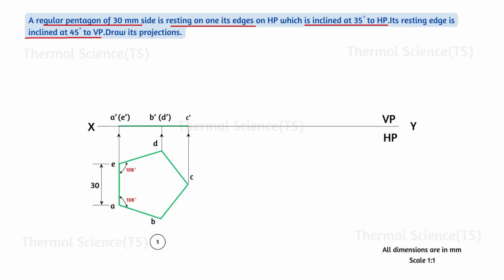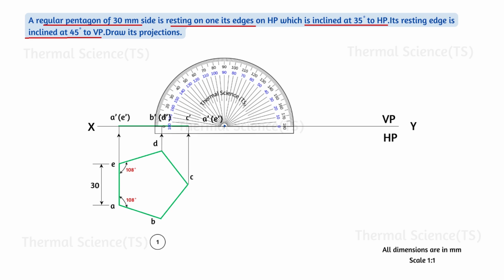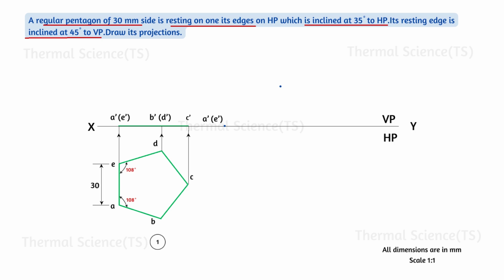Inclination with HP should be drawn above the XY line. We are going to incline the front view at an angle of 35 degrees. So first, mark the point A dash of E dash on the XY line. Place a protractor on the point A dash of E dash. Mark the angle 35 degrees. Now connect the point A dash of E dash with the 35 degree point with a line.